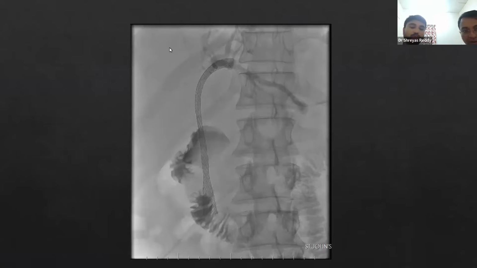Okay. So we can either do a right-sided approach or the left-sided approach. Right-sided approach, we usually do it in the 9th to 11th intercostal space in the right mid-axillary region. So what is the benefit of doing a right-sided PTBD? Right side, patient compliance with the catheter is better, and lesser exposure to radiation for the performing interventional radiologist.